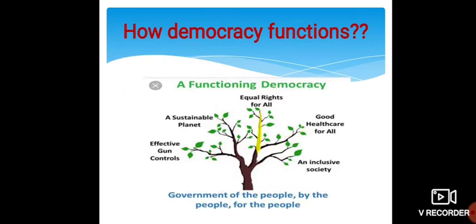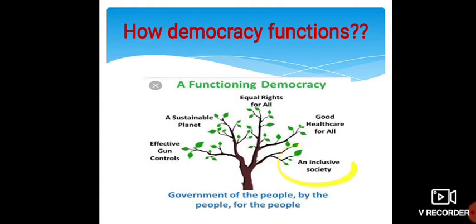So these are the branches. Equal rights for all, which means everyone is treated equally and everyone has equal rights in the eyes of the law. And good health care for all. The government also provides hospitals and primary health centers, right? So all those good health centers are provided by the democracy.